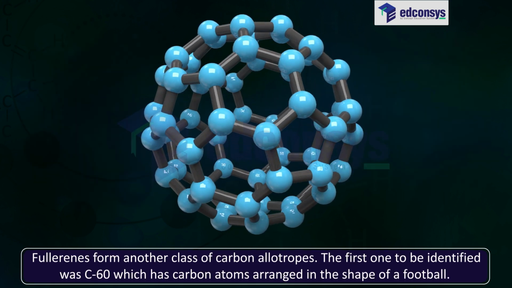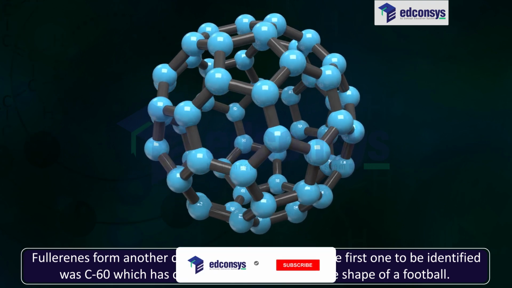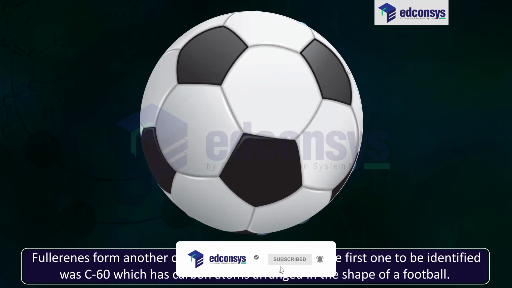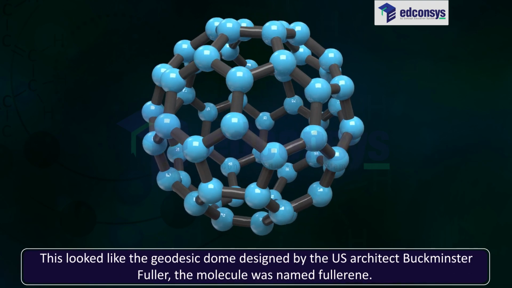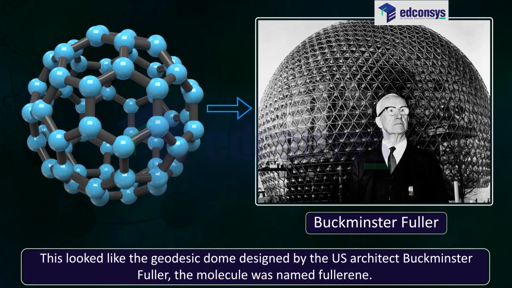Fullerenes form another class of carbon allotropes. The first one to be identified was C60, which has carbon atoms arranged in the shape of a football. This looked like a geodesic dome designed by the US architect Buckminster Fuller. The molecule was named fullerene.